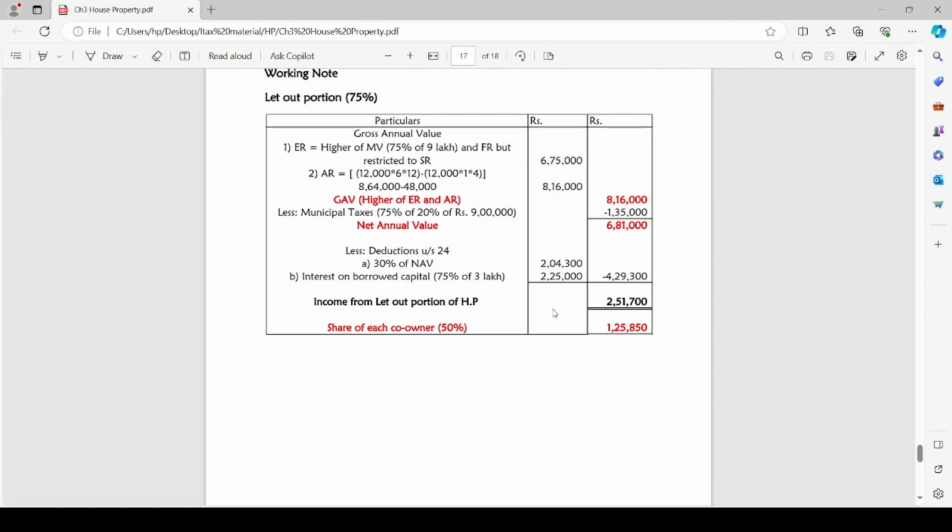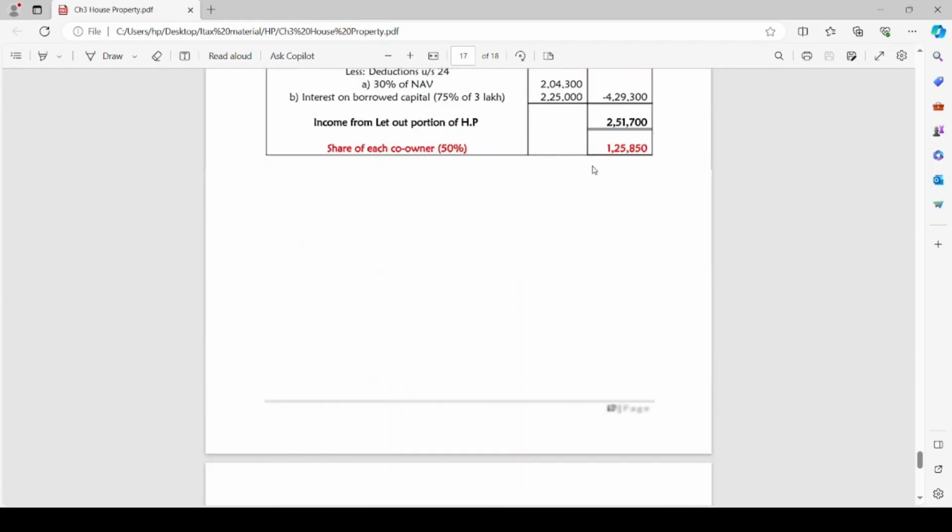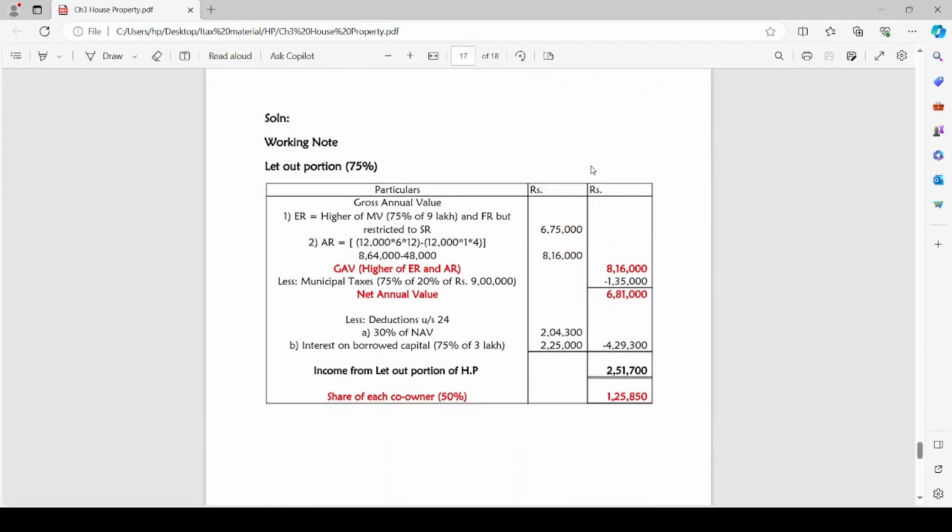Section 24B deduction, the interest on borrowed capital. Here it has been mentioned that interest on borrowed capital is rupees 3 lakh. Out of this 3 lakh, 75% belongs to the let out portion of the total house property, the whole house property. So 75% of 3 lakh is rupees 2 lakh 25,000, which can be deducted under section 24B for the purpose of computation of income from the let out portion of the house property. Total deductions under section 24 are rupees 4,29,300.